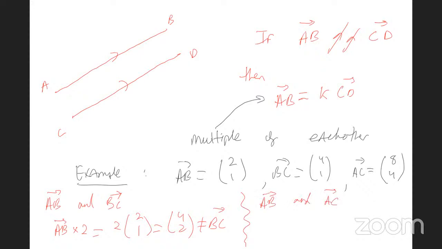What can you multiply AB by to get AC? 4. So you multiply it by 4. Let's see if you're right. 4 by (2, 1) will give you (8, 4), which is the same as AC. Therefore, they are parallel. That's okay? So once you can show that they are multiples of each other, it means that they're parallel. Copy it down.